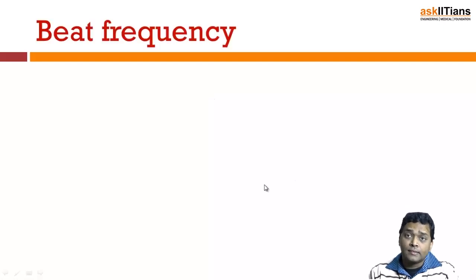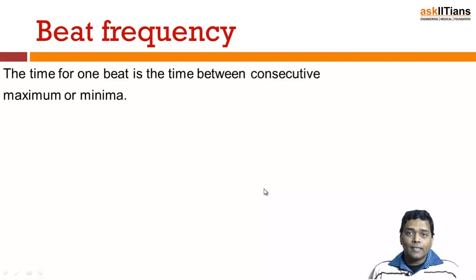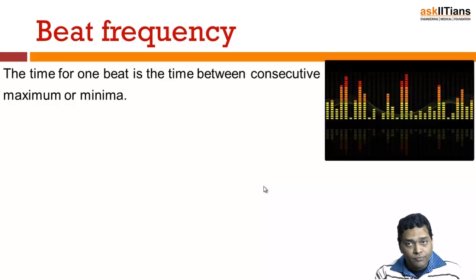So next is nothing but the beat frequency. What is beat frequency? Obviously, when they sound together, there is going to be a difference in the frequencies, as we just saw. The time for one beat is the time between consecutive maxima or minima. That is how we find the beat frequencies.